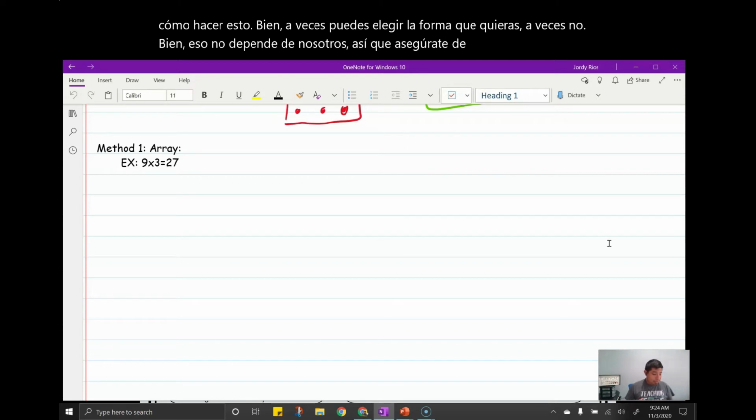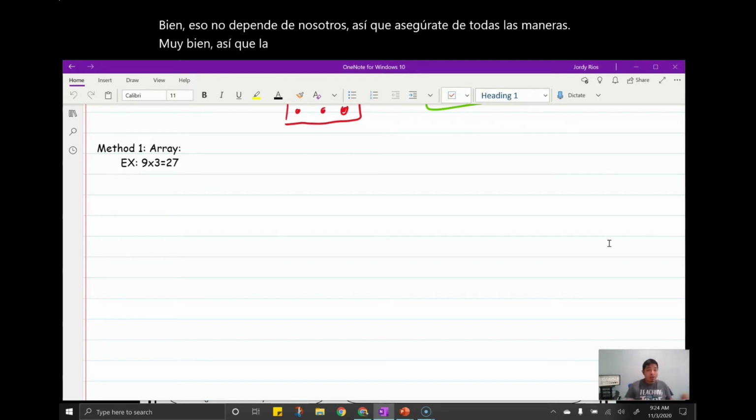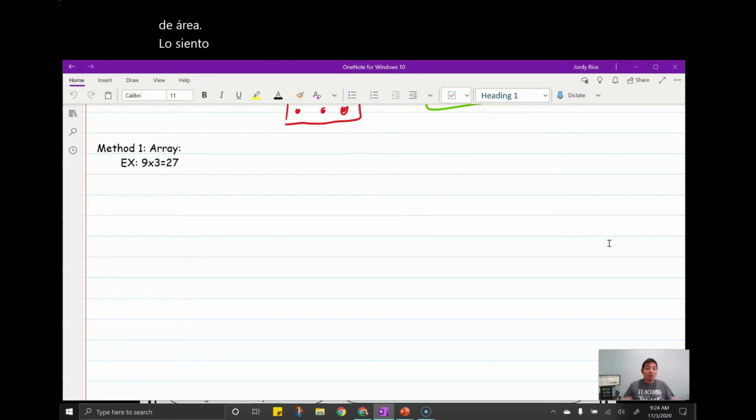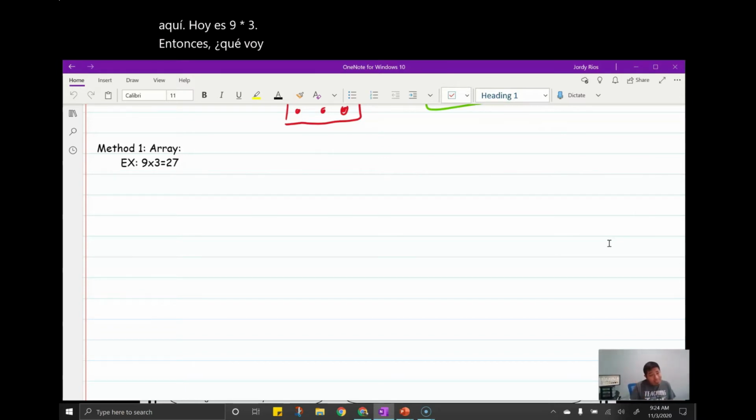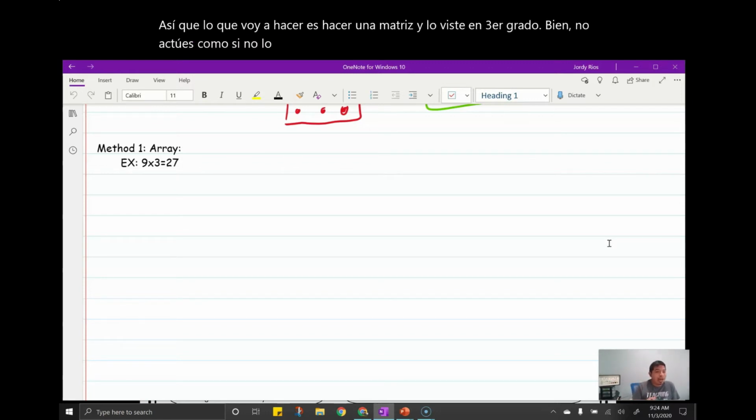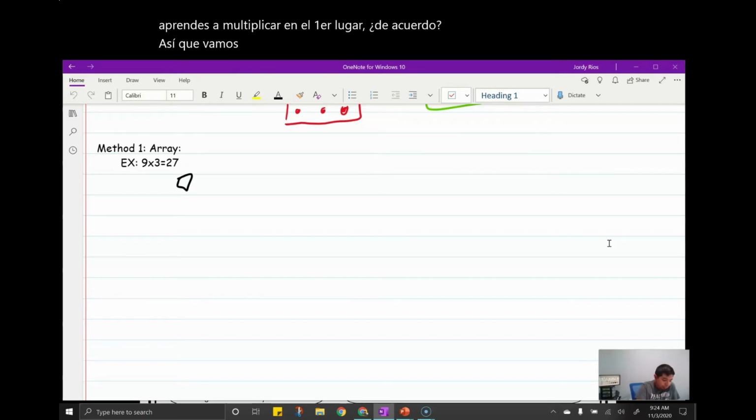Alright, so the first method is called the array model. Sorry, array. I can't read today. Array, okay? So our example here today is 9 times 3. What I'm going to be doing is doing an array, and you've seen this in 3rd grade. Don't act like you haven't, because you have. This is how you learned how to multiply in the first place, okay? So let's see, I have 1, 2, 3, and I'm just going to be creating the arrays.